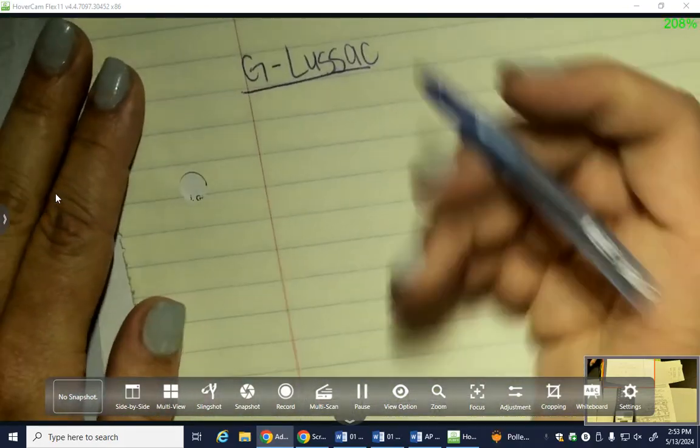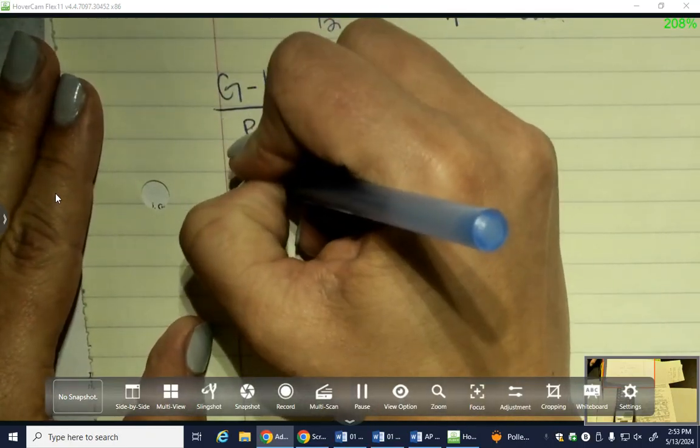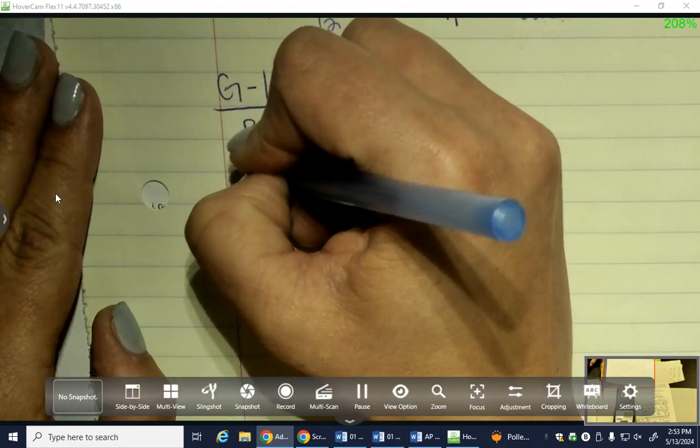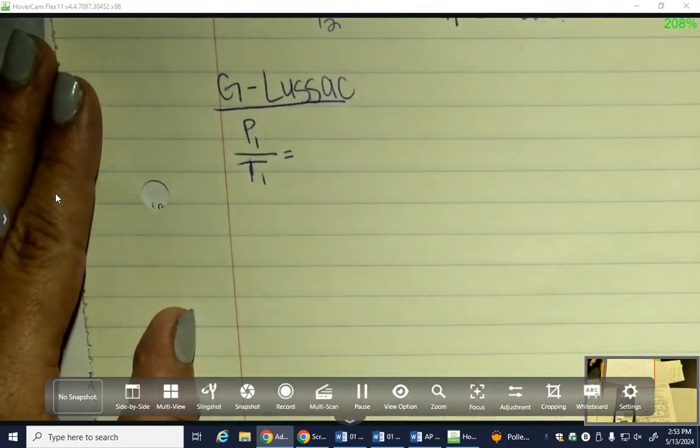This one is actually direct. The ones that look like this are direct. The only one that was inverse was Boyle's law, where they were next to each other.